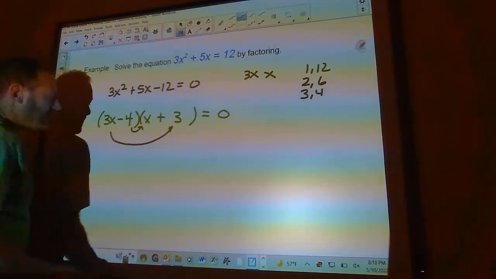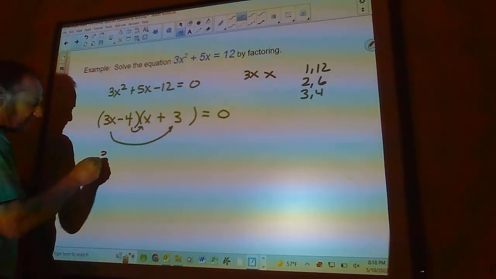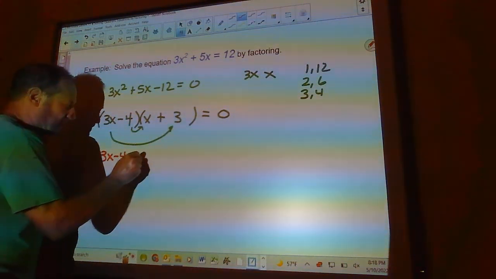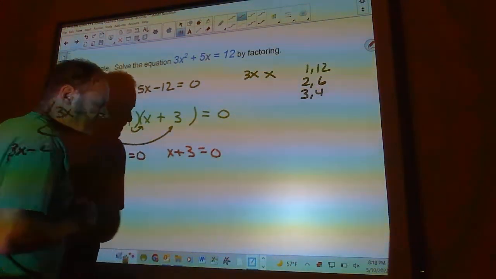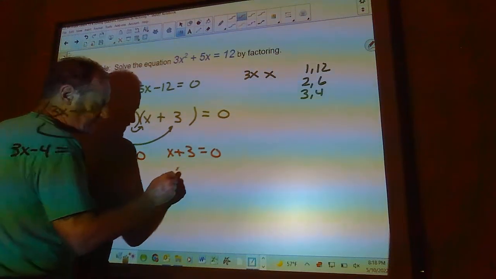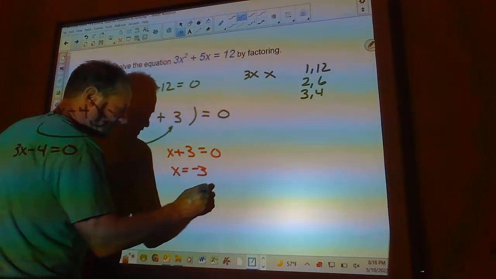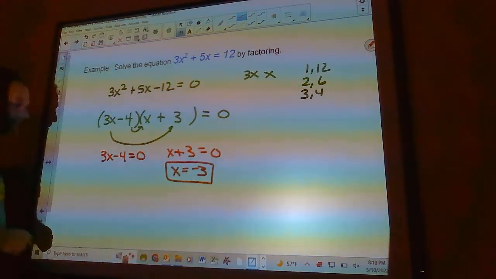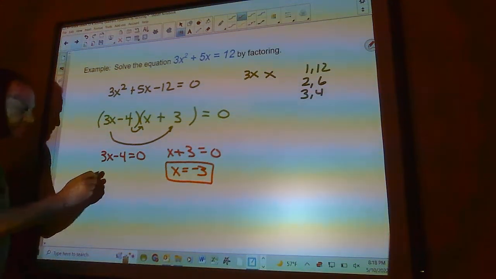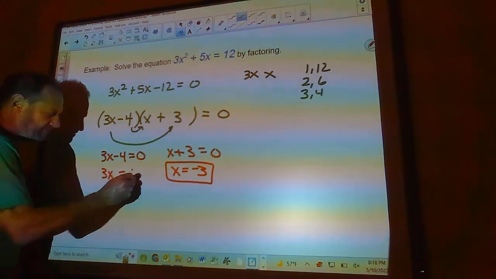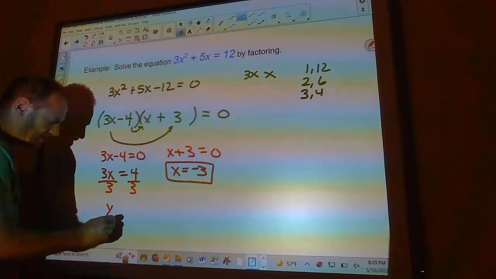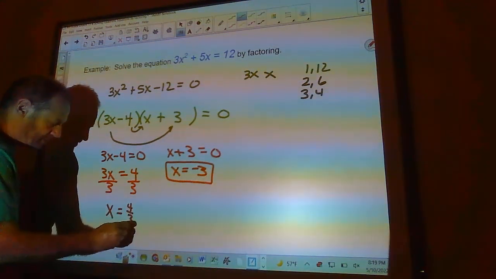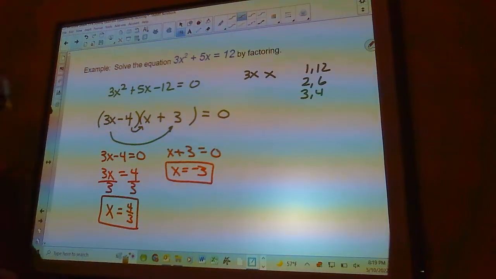Now I'm going to go ahead and set this up. 3x minus 4 has to equal 0, or x plus 3 has to equal 0. This is easy. x is negative 3. So there's one answer. And this one, 3x would equal 4. And then I would divide by 3, and x would be 4 thirds. That's my other answer.